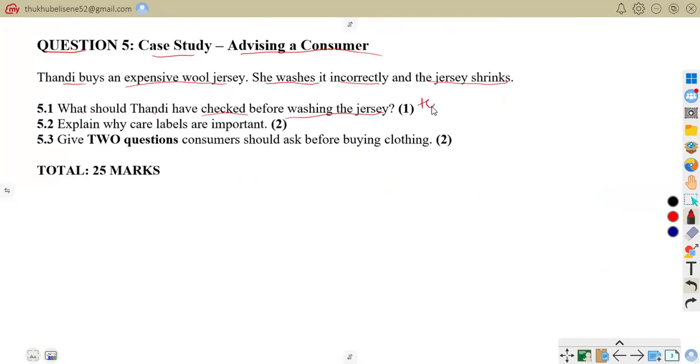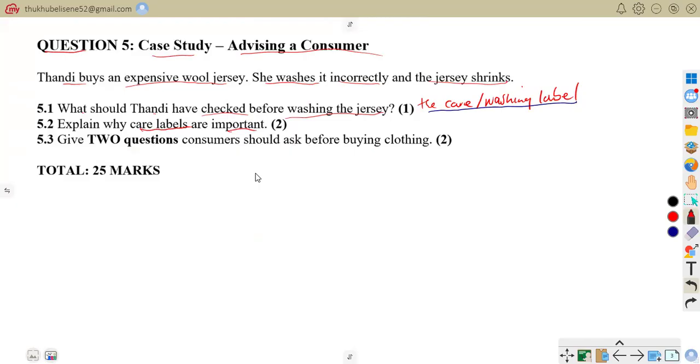So we're talking about the care or washing label. The label is going to give instructions on how to wash and care for the garment correctly. So that is why we are saying this is the correct answer. Then 5.2, explain why care labels are important.